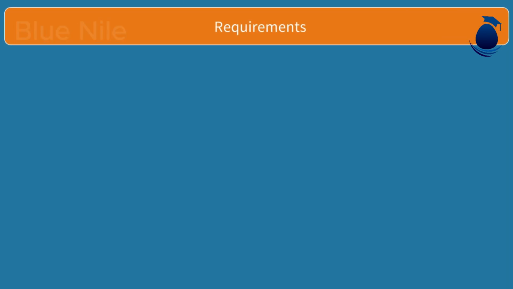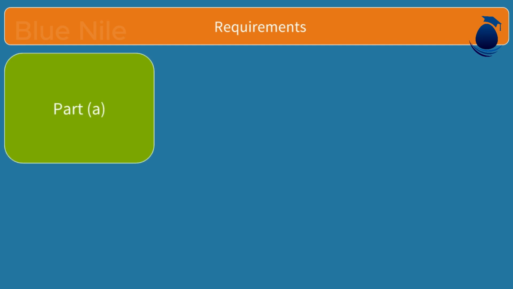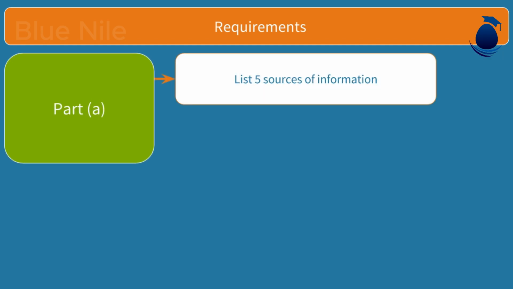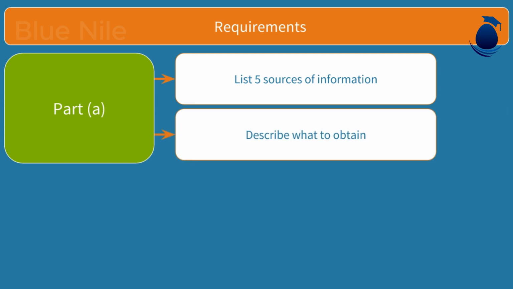Let's start breaking down the requirements. Part A asks us to list 5 sources of information that would be of use in gaining an understanding of Sunflower Stores. And for each source, describe what you would expect to obtain.